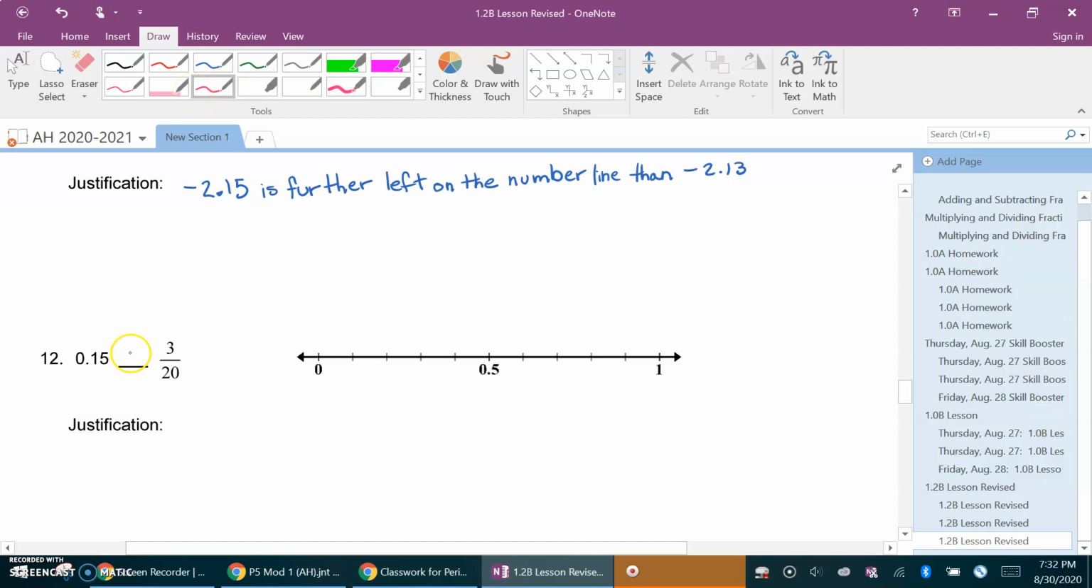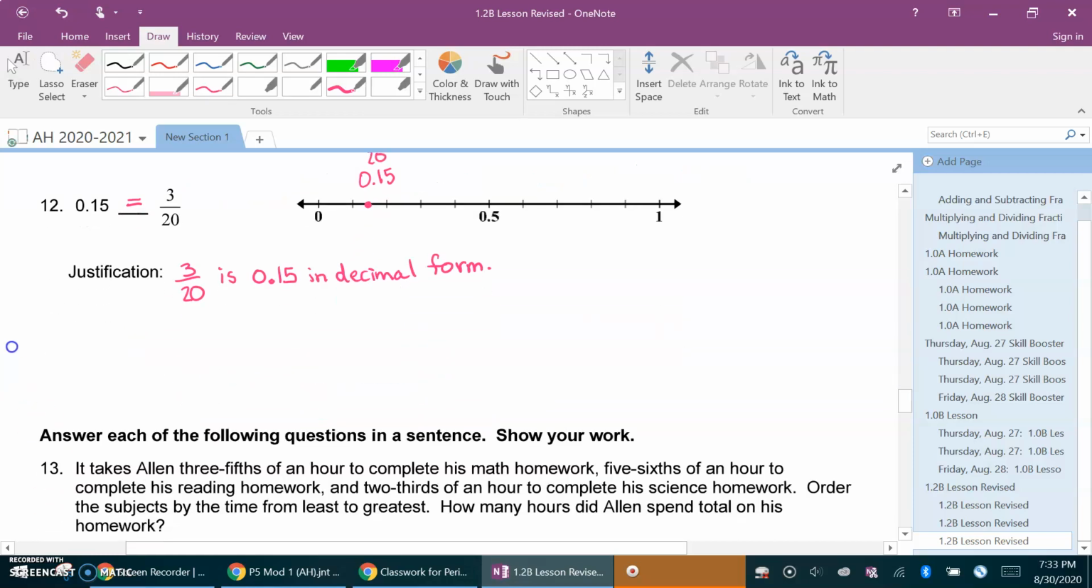Okay. Looking at this one, 0.15 and 3/20, that is equal. And you can just say, for your justification, 3/20 is 0.15 in decimal form. So just because it says justify does not mean that the explanation has to be humongous. So we're looking at 0.15, and this is also 3/20.